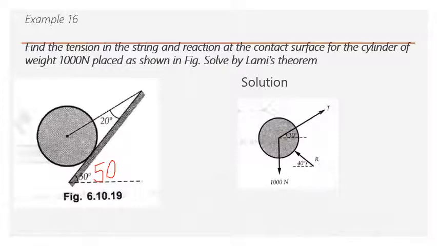What is the angle of inclination of the string? See here, you get the angle of inclination as 30 degree. Think about it, why it is 30 degree. Yes, the string is inclined to the plane at 20 degree, right?